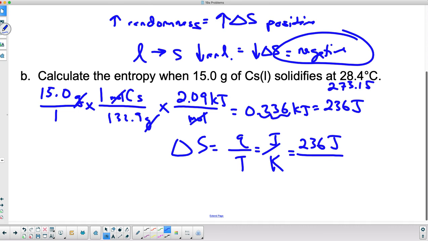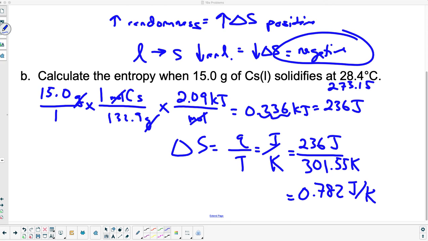So that will be, what is that? That'll be 301.55 Kelvin. And then when I do that, I get 0.782 joules per Kelvin. And that's how you find entropy. This is a good problem to know because you'll be asked problems like this for Chapter 19. Excellent. On to the next part of Chapter 19A.